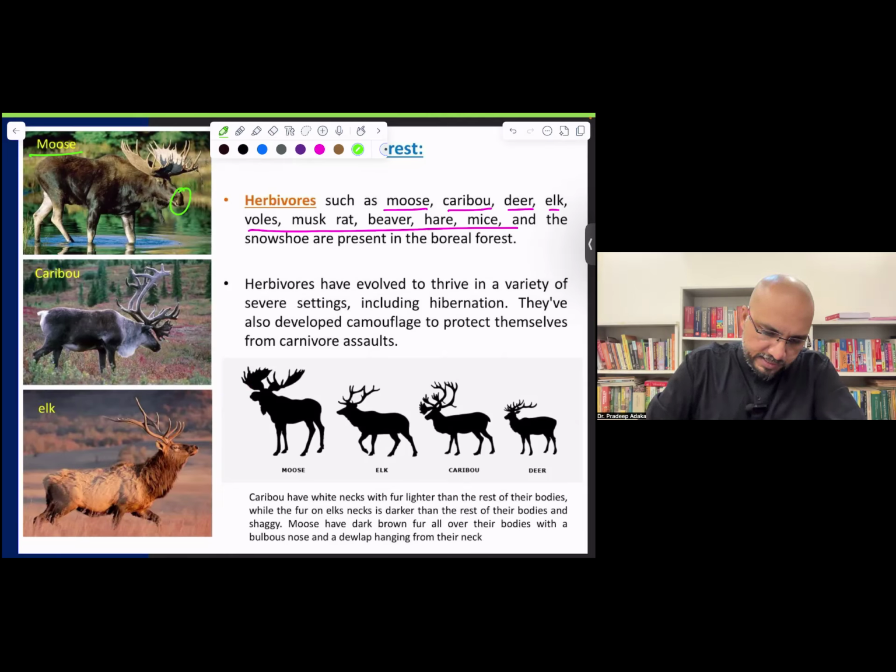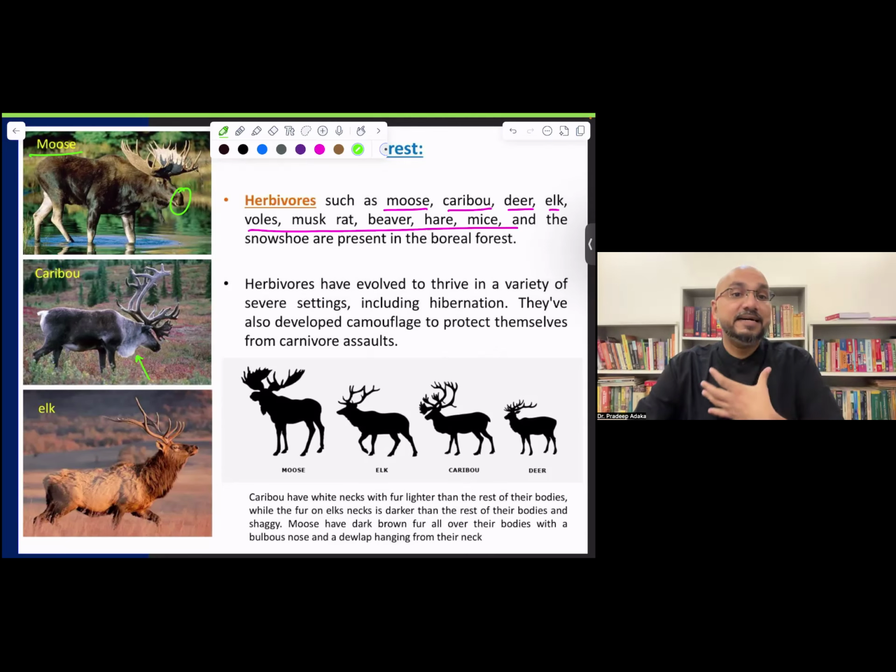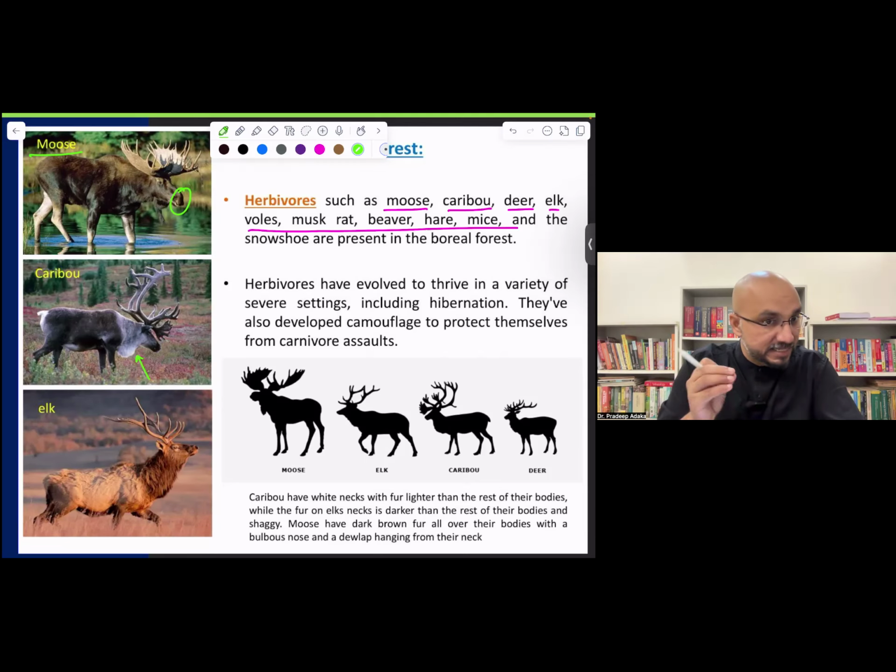In caribou, their neck region is lighter in color. So the fur near the neck region is lighter in color compared to the rest of the body. In case of moose, the fur on the entire body is of the same color. So there is no difference near the neck and the rest of the body. It is uniform in color. In caribou, the fur in the neck region is lighter in color compared to the rest of the body.